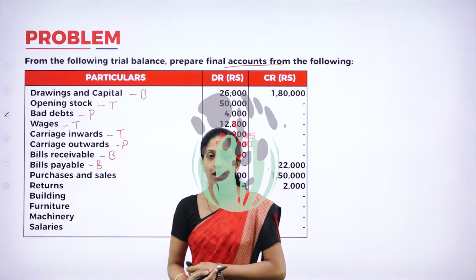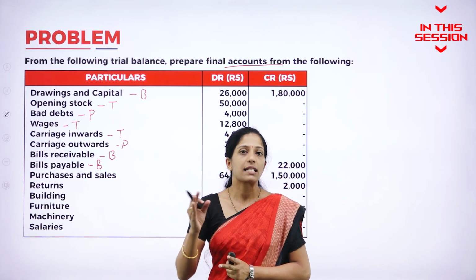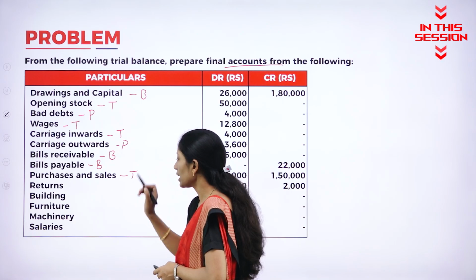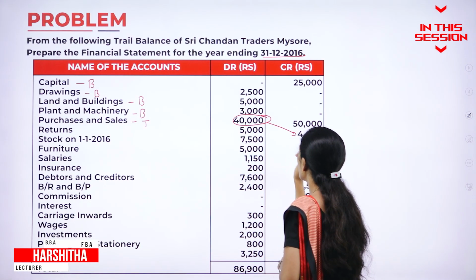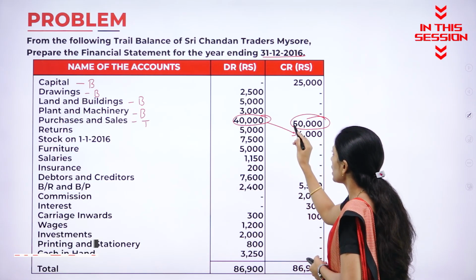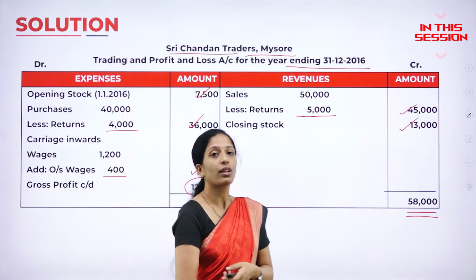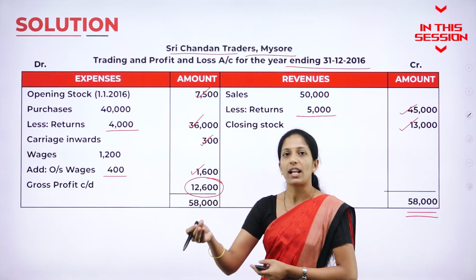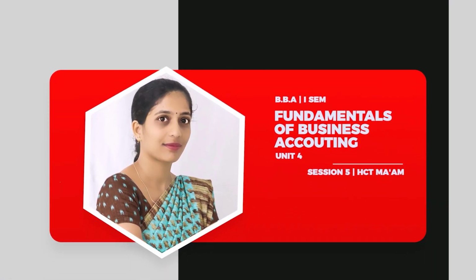Purchases and sales. So how do we record purchases in the debit side of trading account and sales in the credit side of trading account? So this comes under trading account. Returns. So this is purchase and the return will be 4,000, purchase return. Whereas coming to sales, 50,000 minus 5,000 will be the returns. Your credit side is more than debit side, so it is gross profit. Now this gross profit has to be carried forward to profit and loss account.